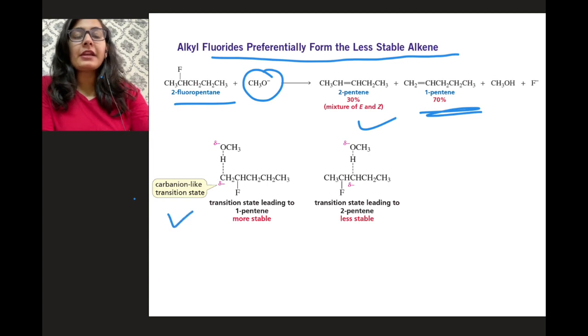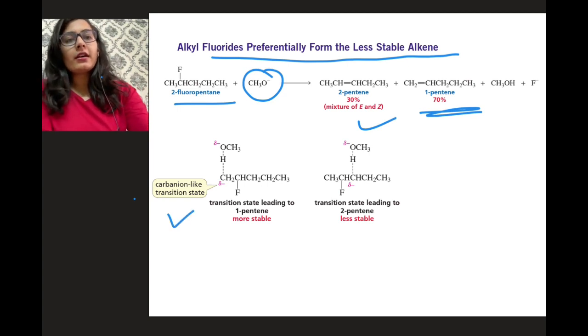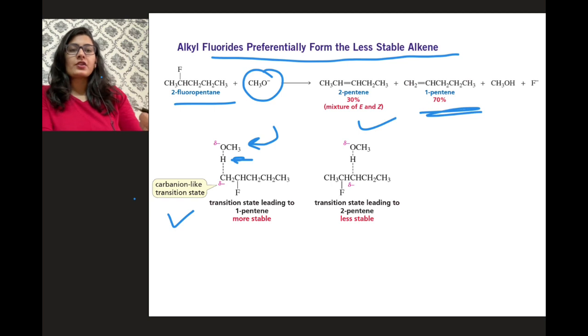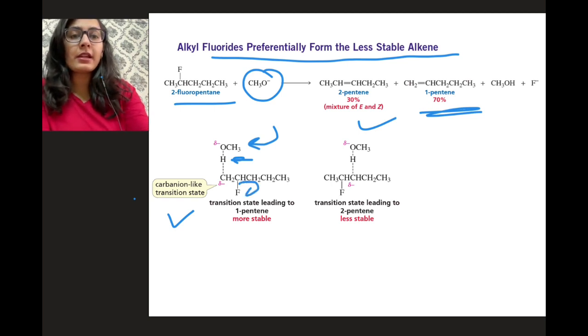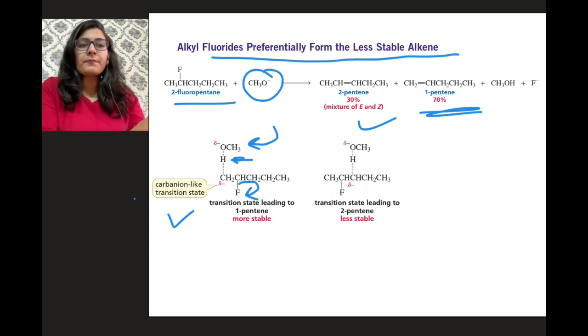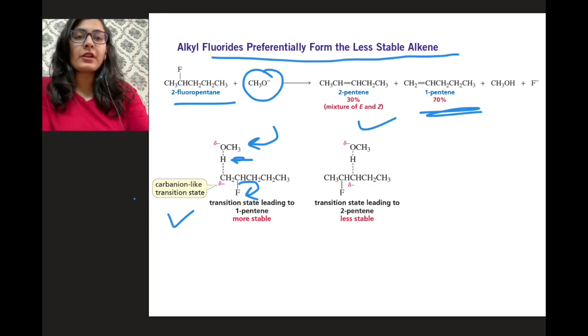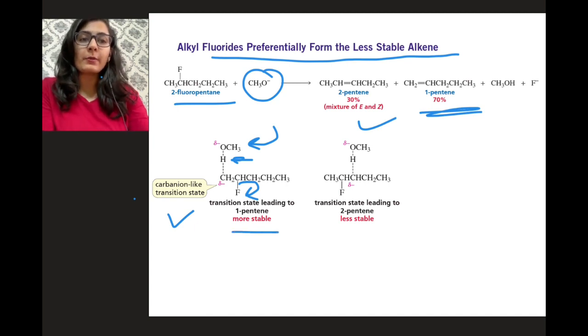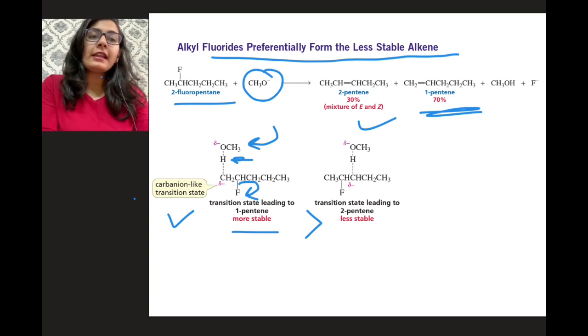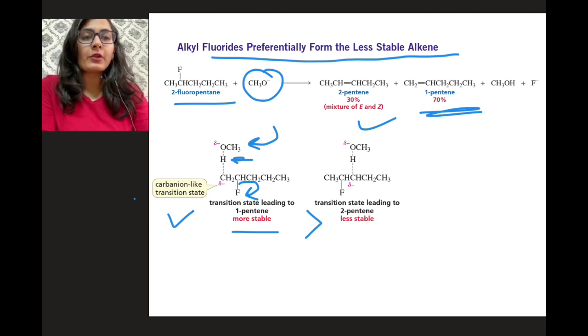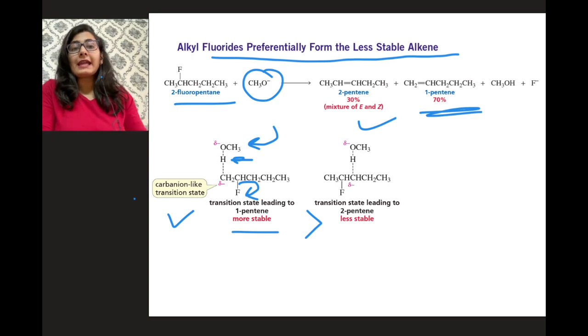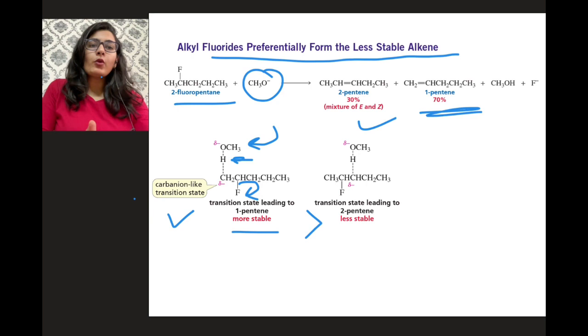So a carbanion-like transition state is obtained when the methoxide is approaching this hydrogen and the CH2 is having a negative charge. All right, because the fluoride will be a leaving group over here, so it has to leave. Now what happens is, in the case of fluoride, the transition state leading to 1-pentene is more stable as compared to the transition state leading to 2-pentene, which is actually going to have the delta negative charge on this central carbon over here. So the carbanion-like transition state in the case of fluorine is always more preferred on the less hindered or terminal side as compared to the more hindered side.